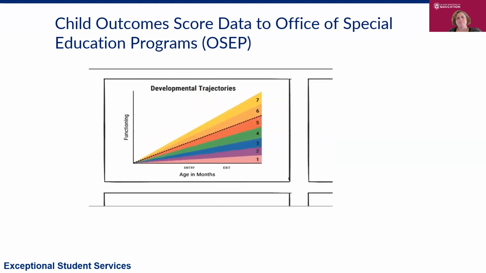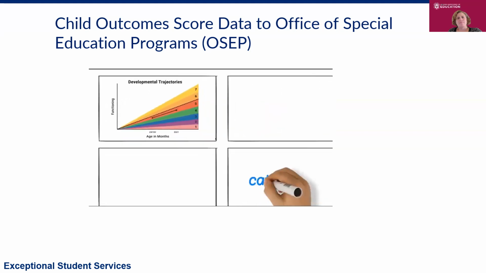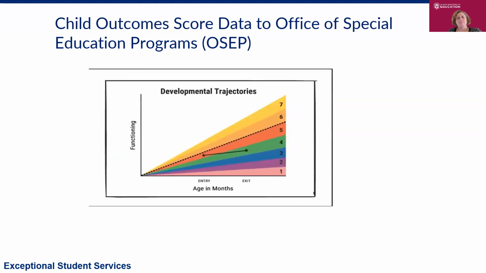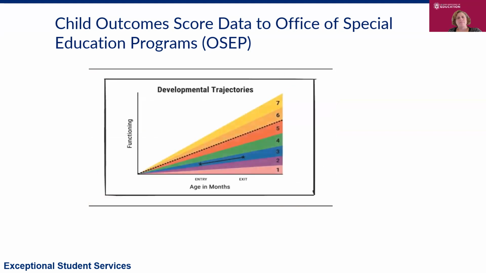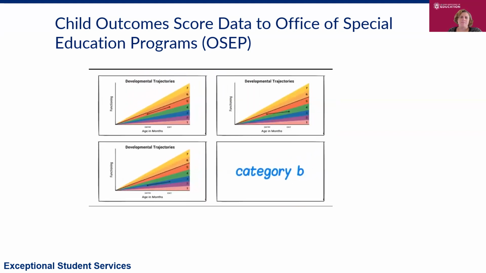This child showed improved functioning but did not change developmental trajectories. Note the slope of the child's line. It is not flat, which means the child showed improved functioning. This growth pattern is an example of Category B. Here's another example of Category B. And another example of Category B. In each of these examples, the child showed growth but had not moved closer to functioning like same-age peers by the time of exit.